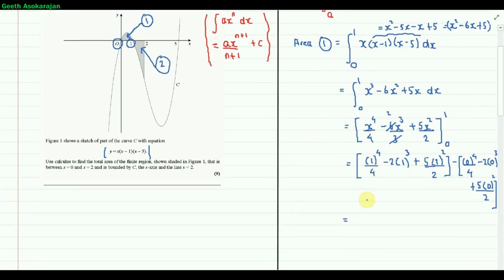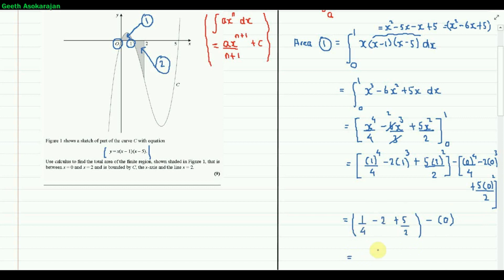Let's follow this through. So from the first bracket, 1 to the 4 over 4 is simply 1 over 4. Minus 2 times 1 cubed is minus 2. 5 into 1 squared over 2 is plus 5 over 2. That is what you have as a result of the first bracket, minus, with regard to the second bracket, you're simply going to get a 0.